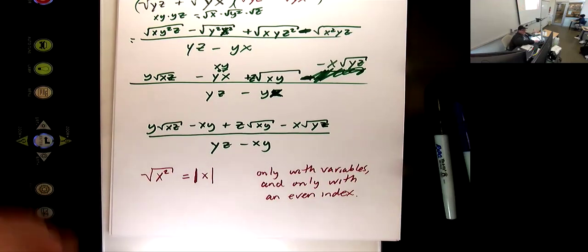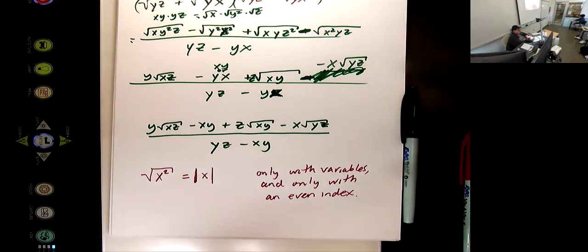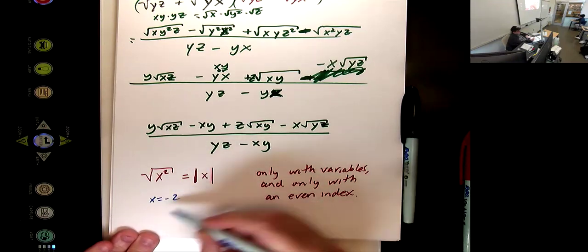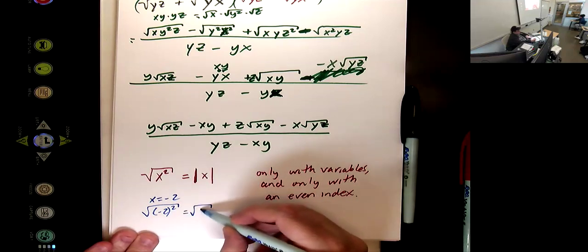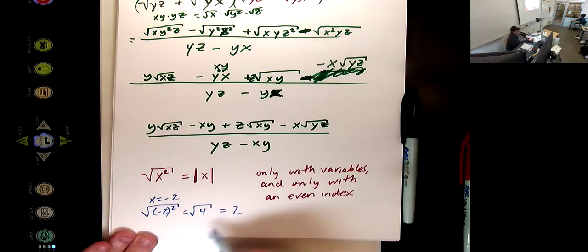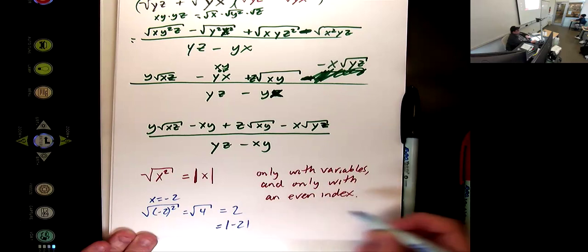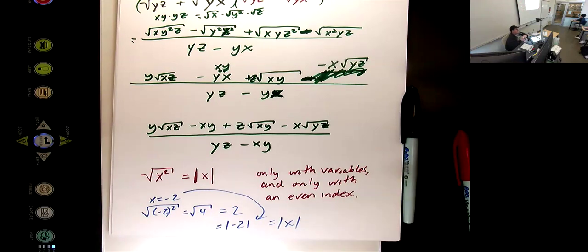The reason why is, just to show you where this is coming from, if I say x equals -2, this becomes the square root of -2 squared, which is the square root of 4, which is 2, which is the absolute value of -2, which is what we started with. So the absolute value of x. It only happens with variables and only with an even index. If it's an odd index, that problem doesn't happen because we can have negative results.